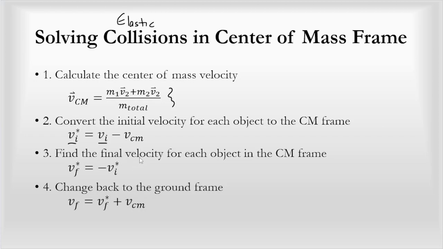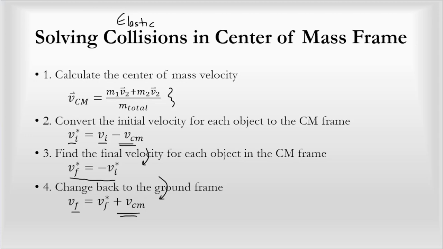Now that we're in the center of mass frame, we have v initial star, and we can use our negative relationship: v final star is negative v initial star. That's an easy step too. Whatever number we get, we take the negative of. And once we have that final velocity, we convert it back to the ground frame by undoing what we did in step 2. In step 2, we subtracted v center of mass; now we're going to add v center of mass back on in order to get the final velocity in the ground frame. Typically these steps are not on an equation sheet, so you'll need to put them to memory.